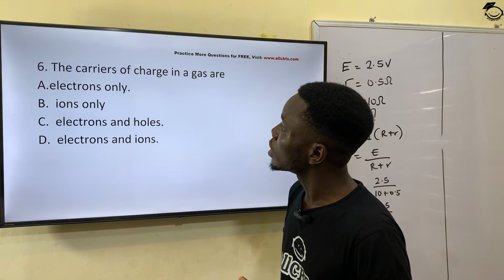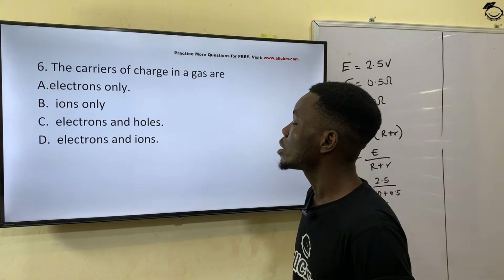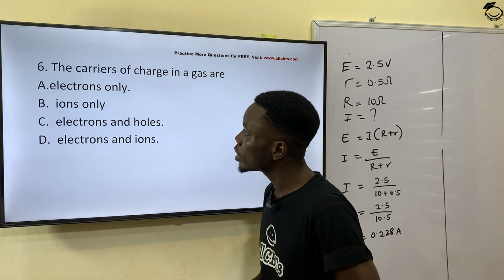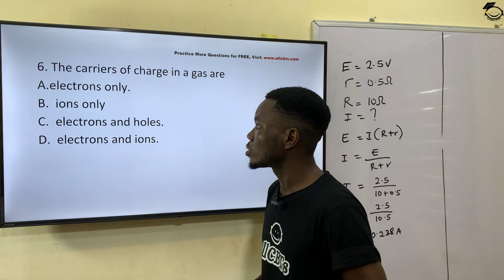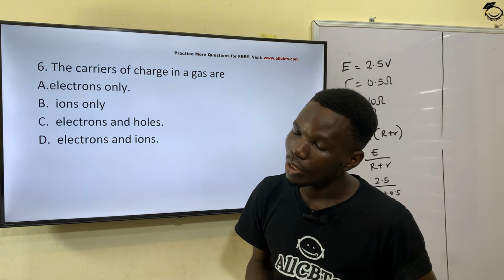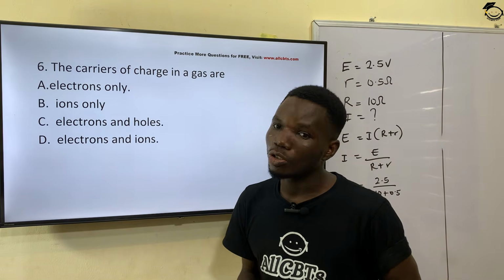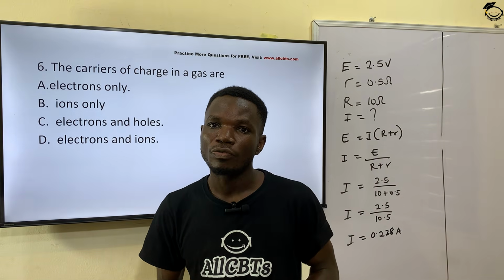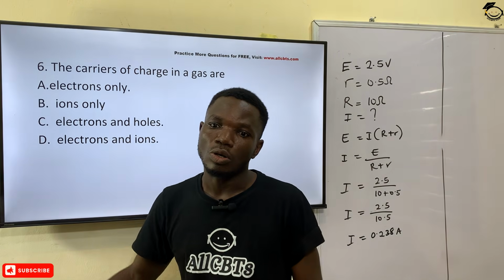So option A says it contains only electrons, option B says it contains only ions, option C says it contains electrons and holes, and option D says it contains electrons and ions. The correct answer is electrons and ions, which is option D, as it does not contain holes. Holes are only for semiconductors. So the correct answer here is option D.